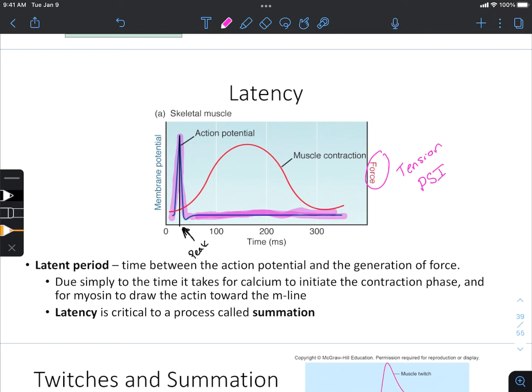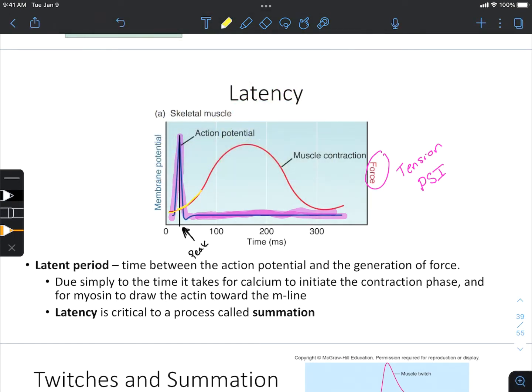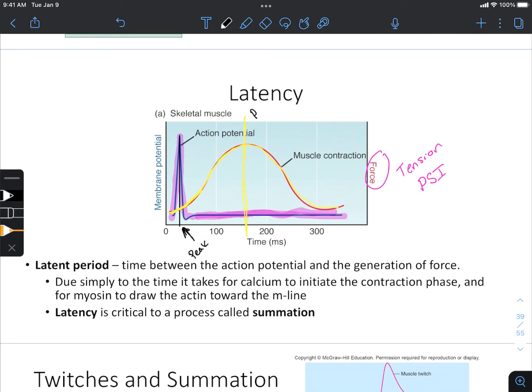But if we look at the shape of this contraction, we have our contraction phase of the muscle twitch, and then our relaxation phase of the muscle twitch. And this, again, we can pick the middle of this as best we can and follow this down. So here's the peak of my force that's generated. So this is my force curve or tension curve over time. And we can compare the difference.